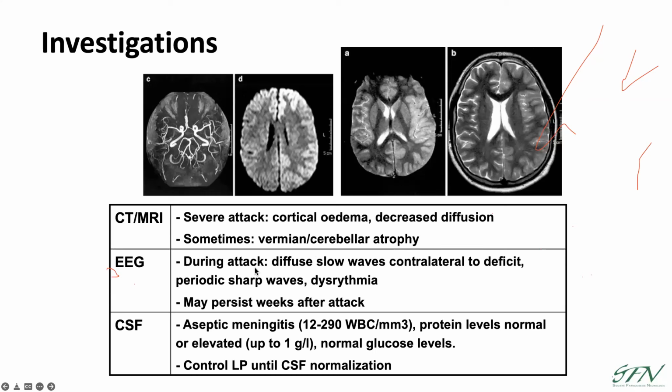Electroencephalogram can show a slowing of the activity of the brain that may persist sometimes for days or weeks after an attack. And CSF may be abnormal with elevated white blood cell count in the CSF. And this can lead to false diagnosis of meningoencephalitis, infectious or dysimmune meningoencephalitis. So this renders a diagnosis difficult if there is no family history and if it is a first attack.